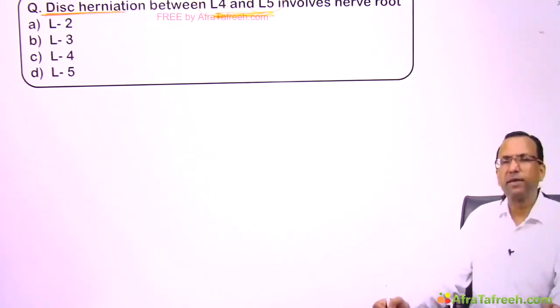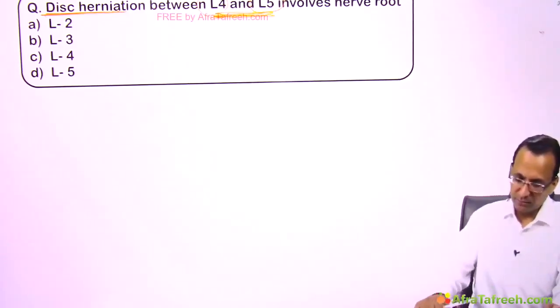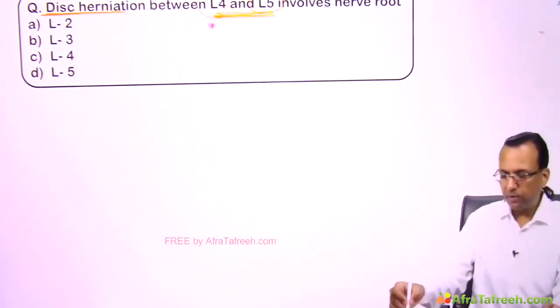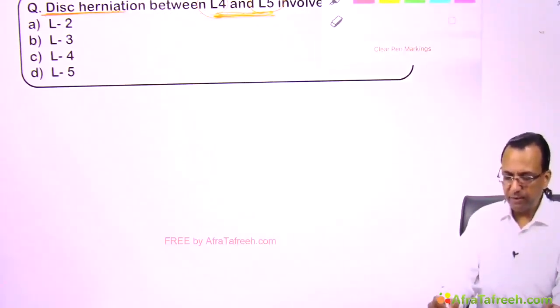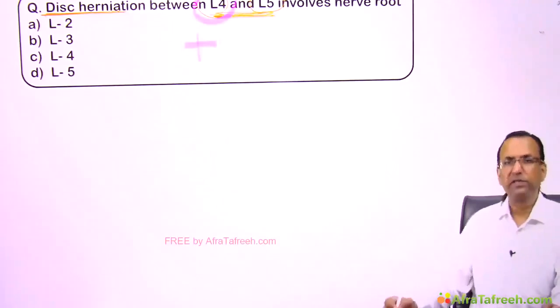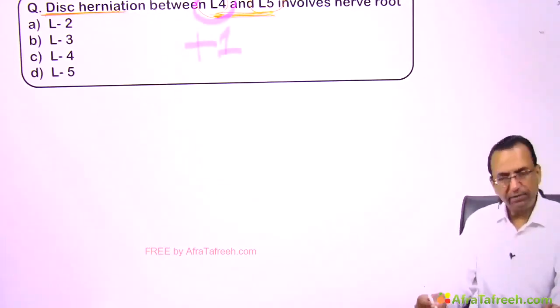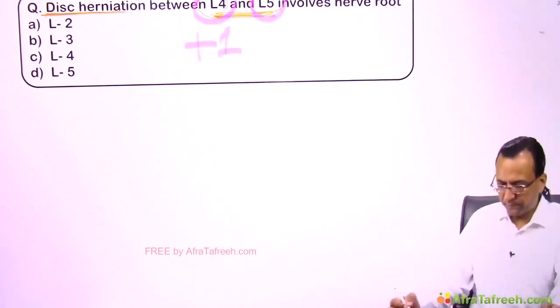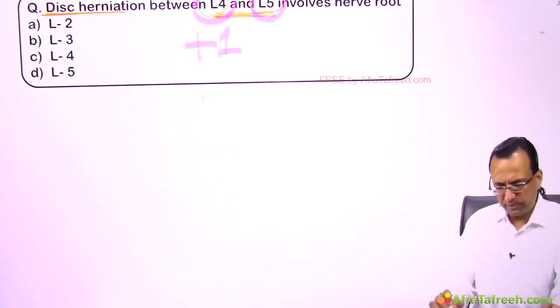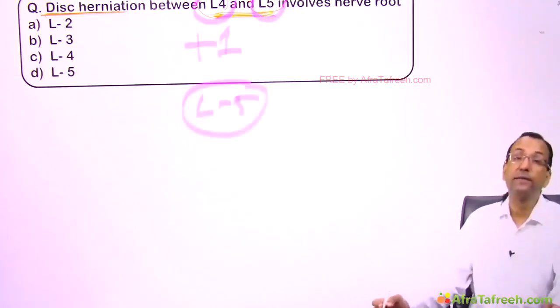Whenever the examiner gives you the slip disc, go to the upper vertebra and add +1, and that nerve is involved. Means 2 vertebrae are given, go to the upper vertebra number and add +1, means L4 +1 L5. L5 is the answer you are telling? Yes, it's a trick, and it will work all the time.